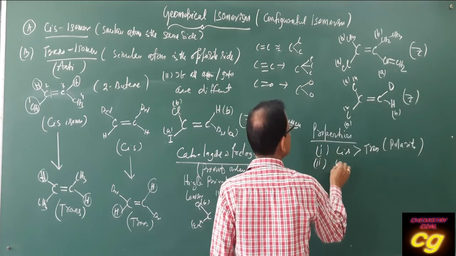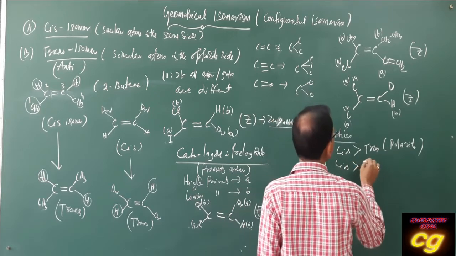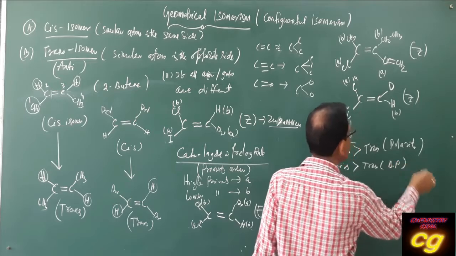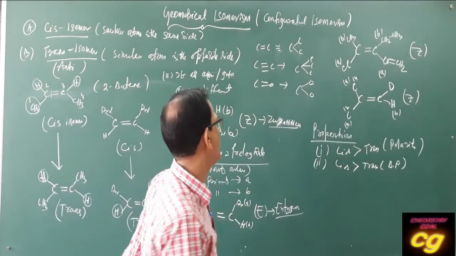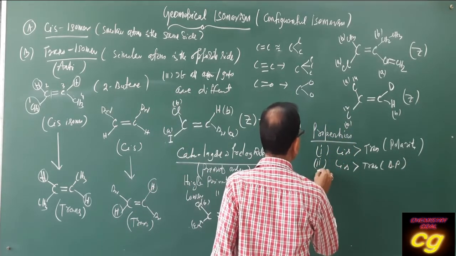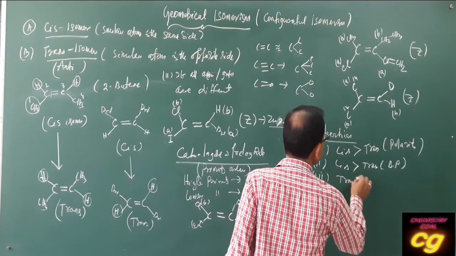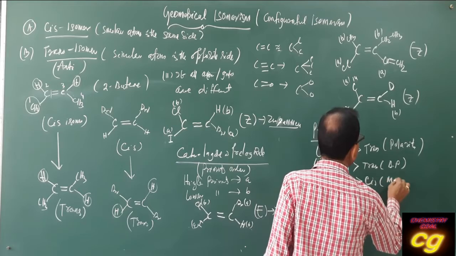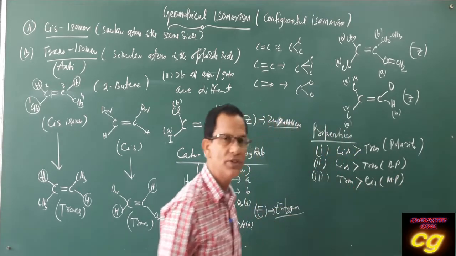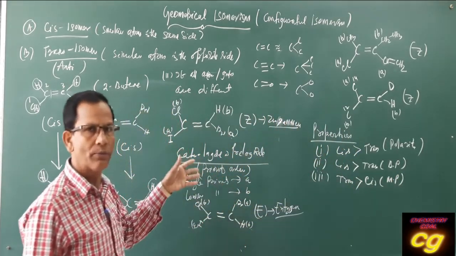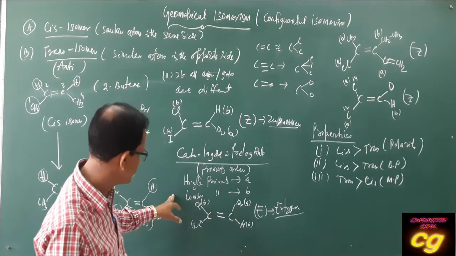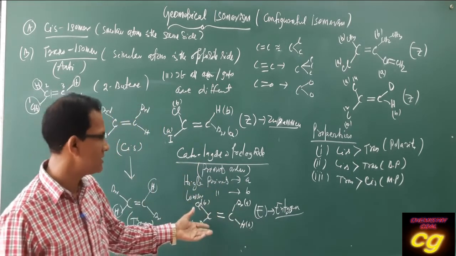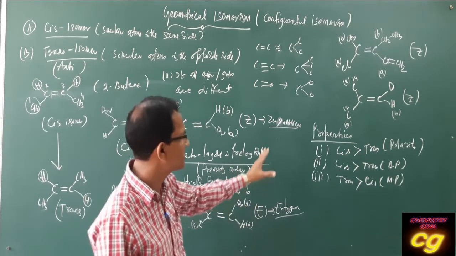And the cis isomer has a greater boiling point than the trans isomer, that is BP. Because polarity is more, boiling point is more. But the trans isomer has a greater melting point than cis. This is your melting point. Why does the trans isomer have a greater melting point? Because of the trans isomer, if you see this case.